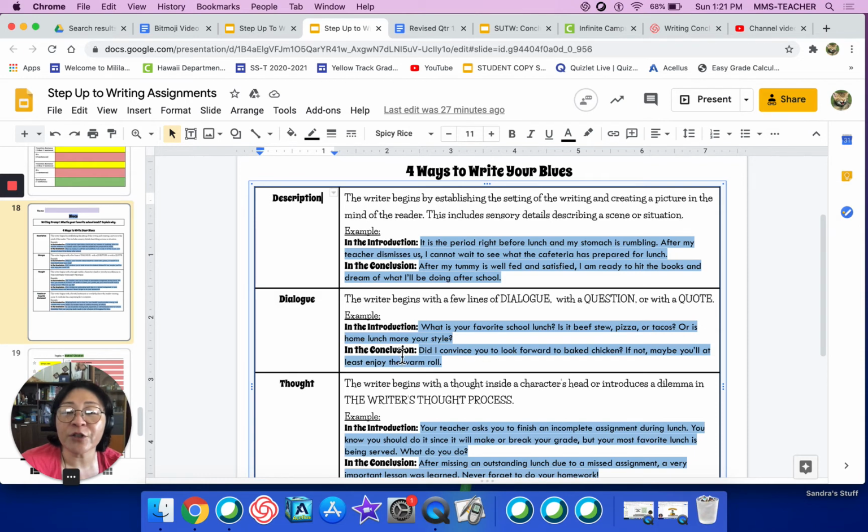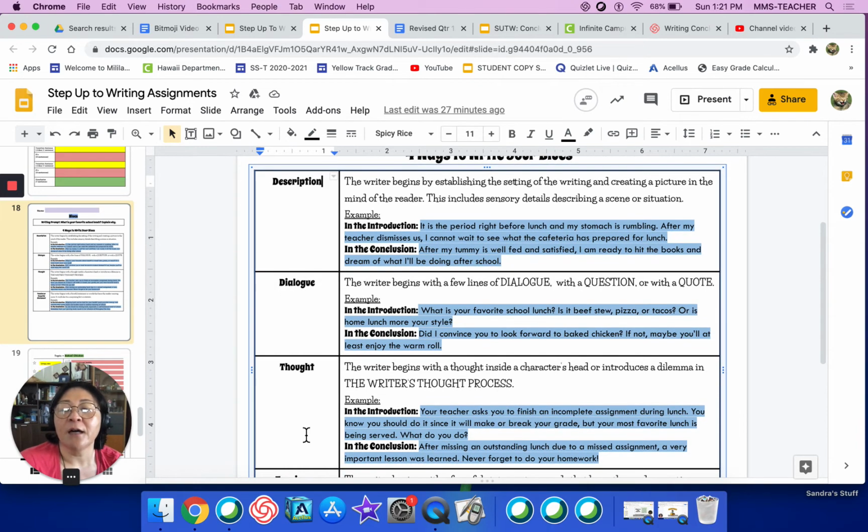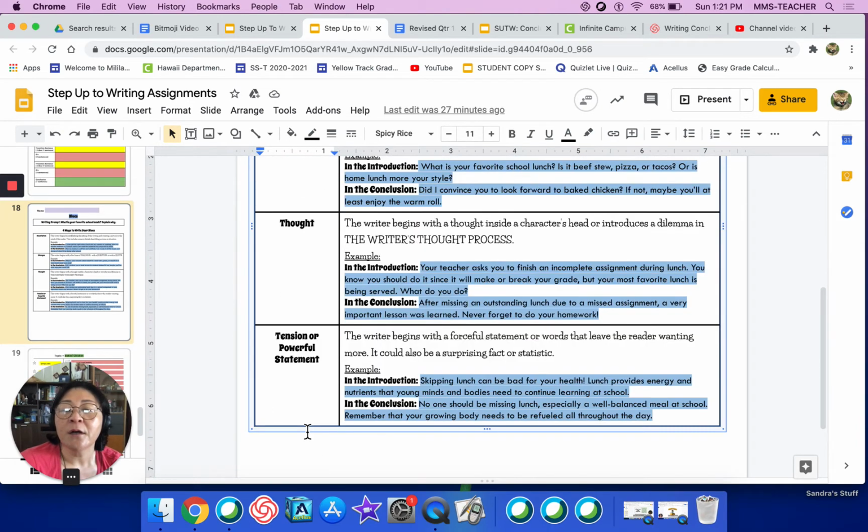As a conclusion, this blue, an example of a dialogue would be, did I convince you to look forward to baked chicken? If not, maybe you'll at least enjoy the warm roll. Okay? So it's just like the writer talking to you. Okay. The third is the thought. The writer begins with a thought inside a character's head or introduces a dilemma in the writer's thought process.